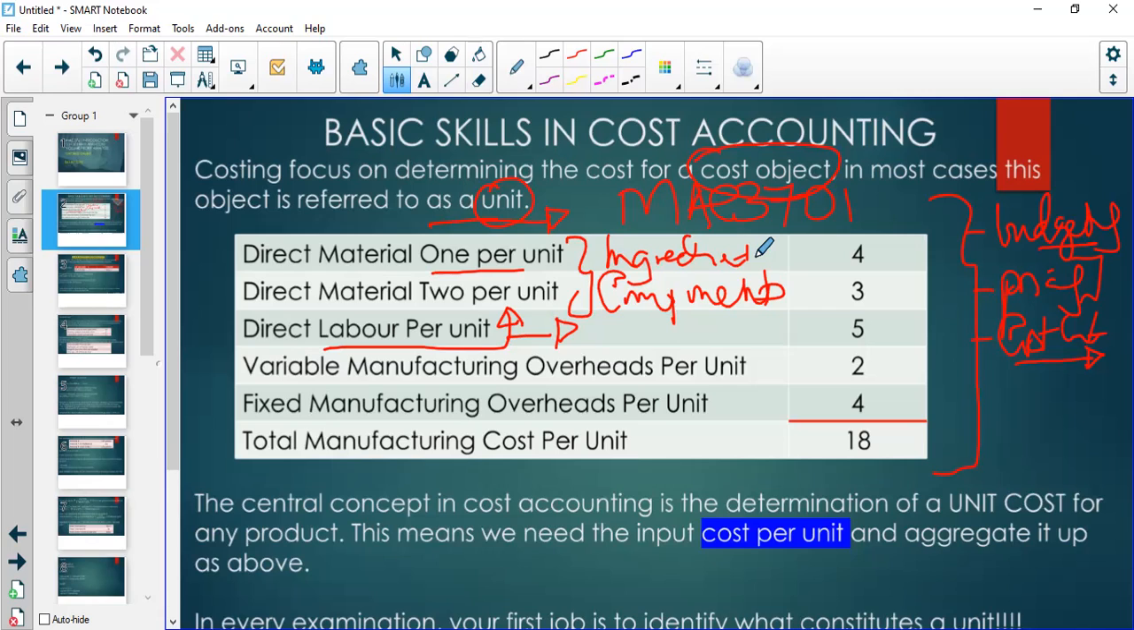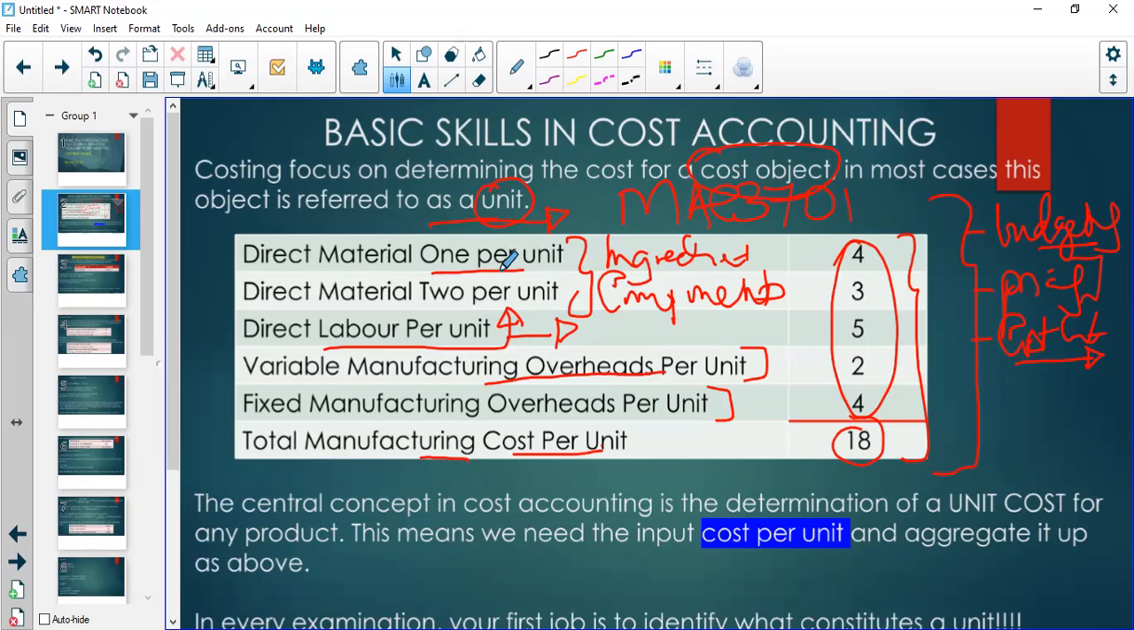And today we're not going to go into cost classification. We're just going to go into the tools and techniques. Then sometimes we also have variable manufacturing overheads per unit, then fixed manufacturing overheads per unit. So if you add up everything here, this is going to be the manufacturing or production cost per unit. These figures are provided to you for the sake of an example, for illustrative purposes. This is what we're going to look at so that you can determine the cost of production.